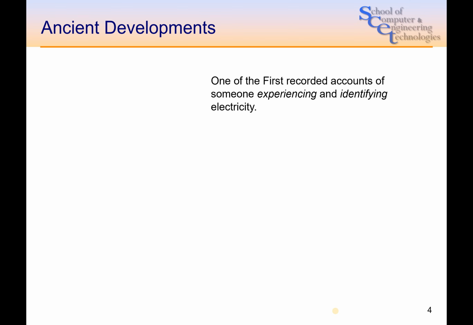Alright, what about one of the first recorded accounts of someone both experiencing it, just like before, but they were also able to identify it.